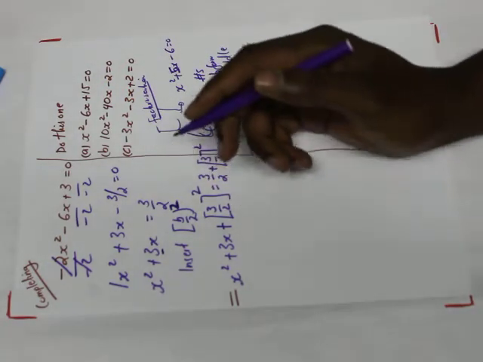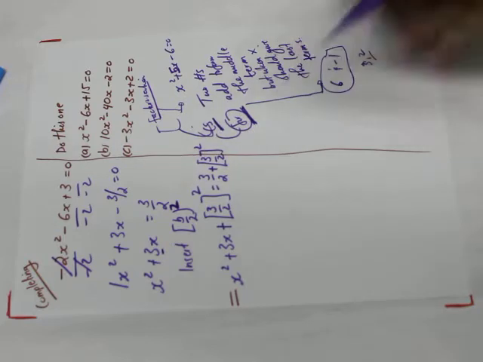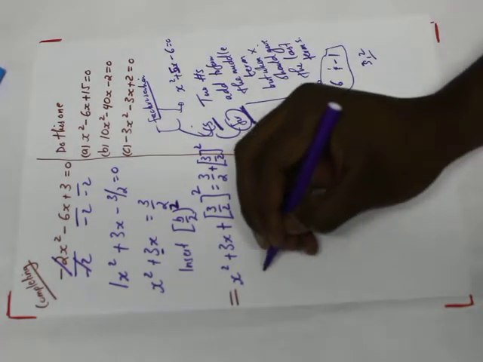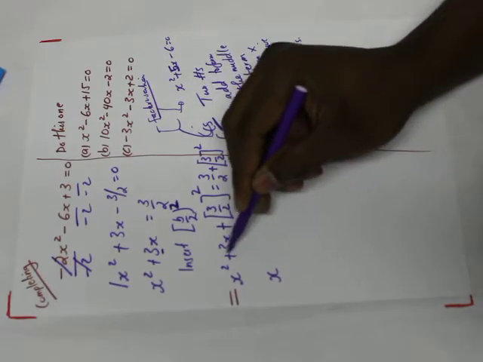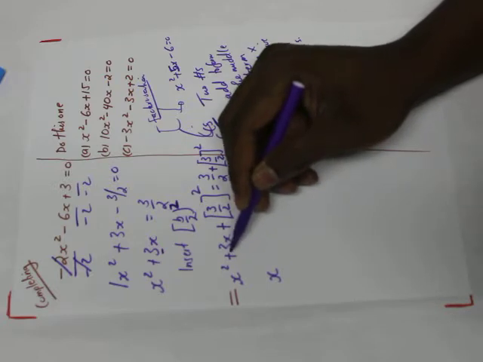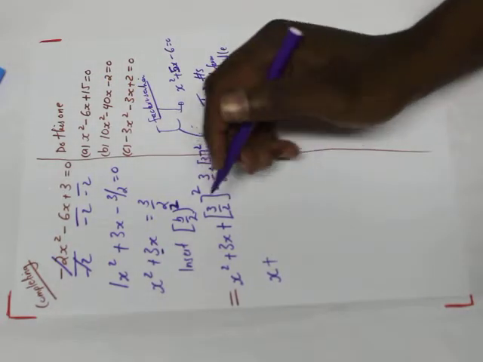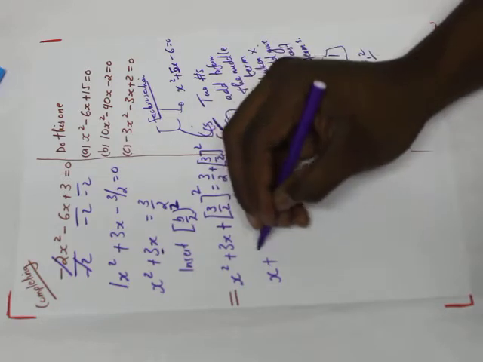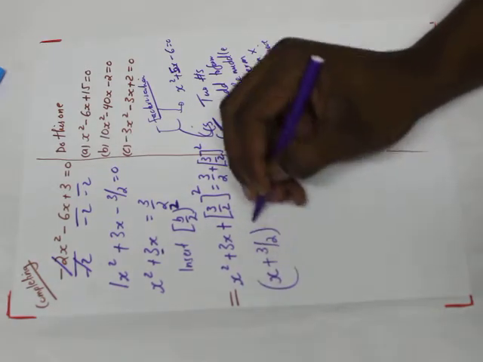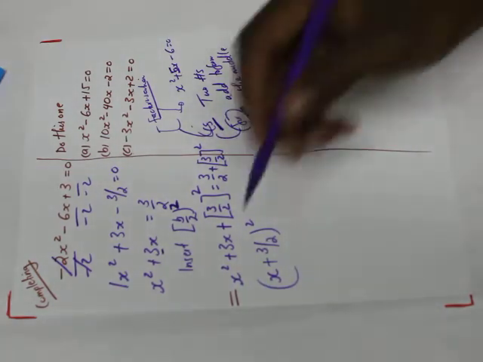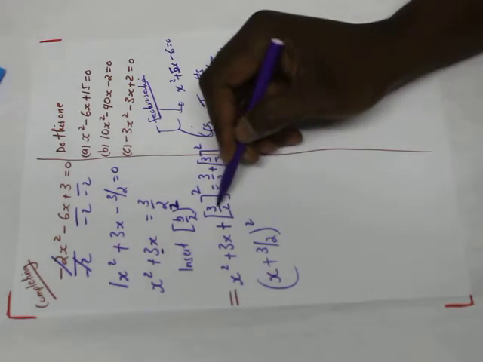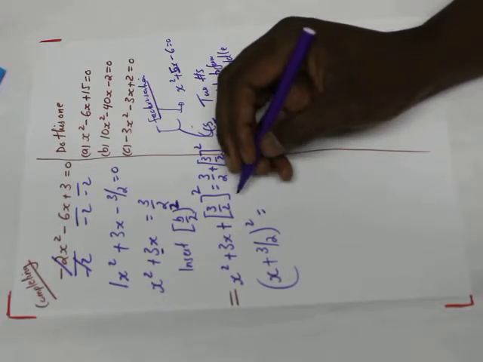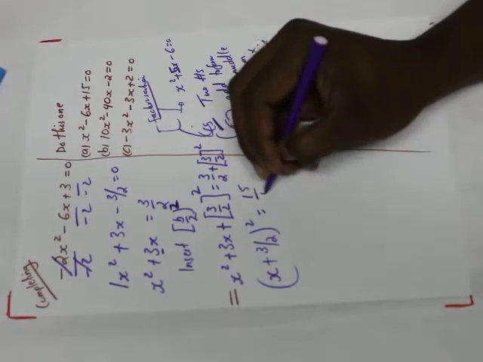And now here is where you have to listen, because here is where people might go wrong. You write x there, then you take the sign of the middle term. If there was a negative, you take a negative here. Here it's positive. Then you take whatsoever is in the bracket, which is 3/2, then you square it. Remember: x plus the sign of the middle term, then what is in the bracket. So there you get your 15/4.